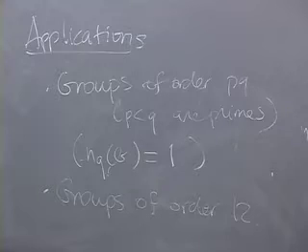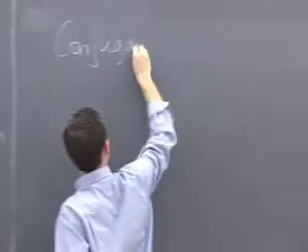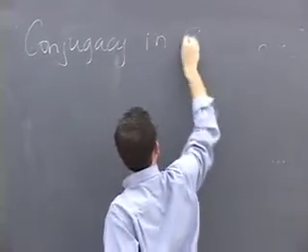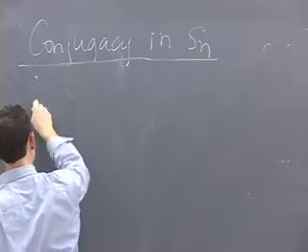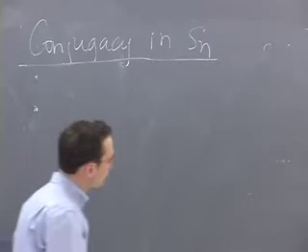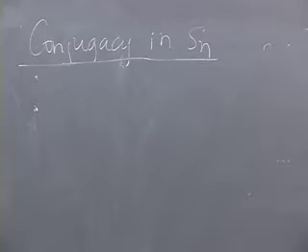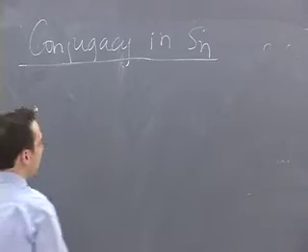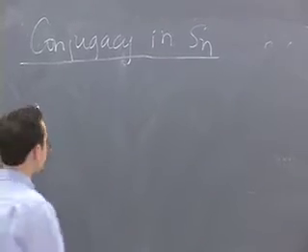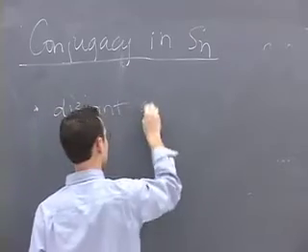Next thing we saw was conjugacy in Sn. So the underlying structural result about Sn that we sort of use repeatedly is that any permutation has a disjoint cycle decomposition.